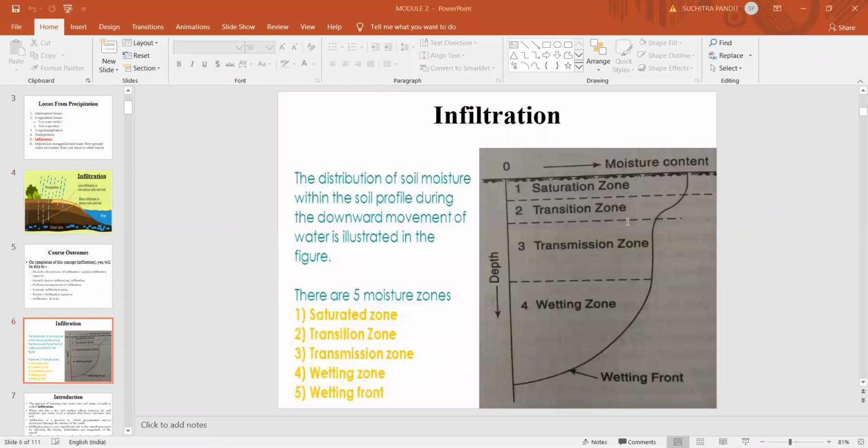Now, the distribution of soil moisture in the soil profile during the downward movement of water is illustrated in this figure. So you have a graph of moisture content versus the depth. As the depth increases, the moisture content also increases. These are the zones: saturation zone, transition zone, transmission zone, and the wetting zone, and this curve indicates the wetting front, that is the line which divides the two soil profiles. So this is called the wetting front. You can see that as the depth increases, the wetting front also increases.